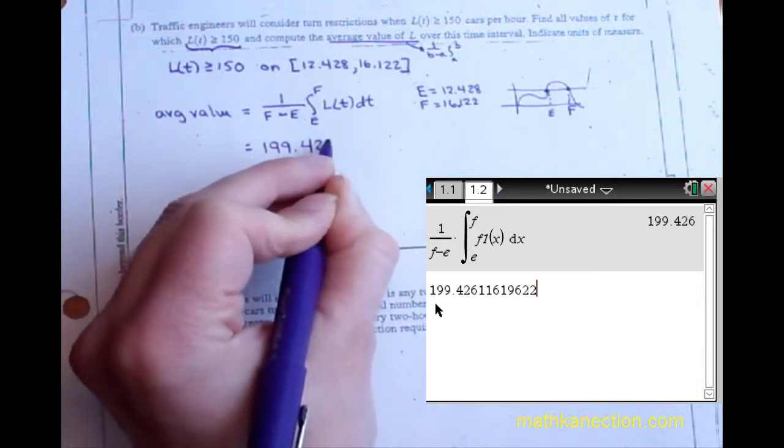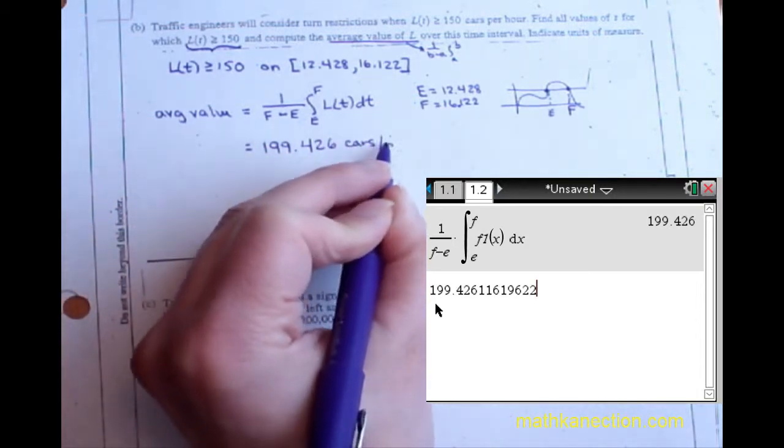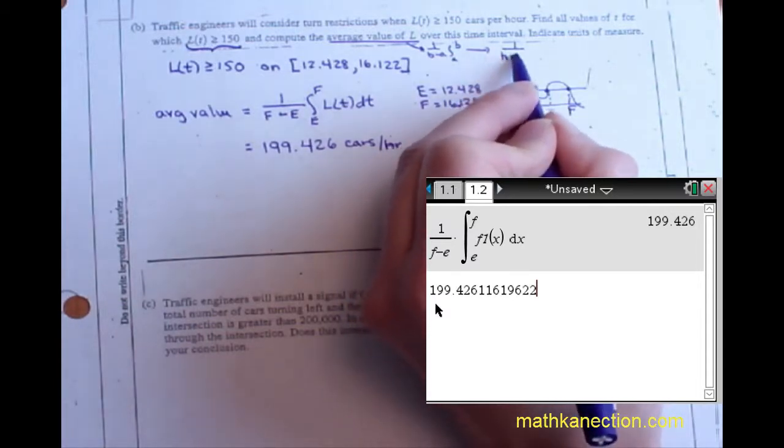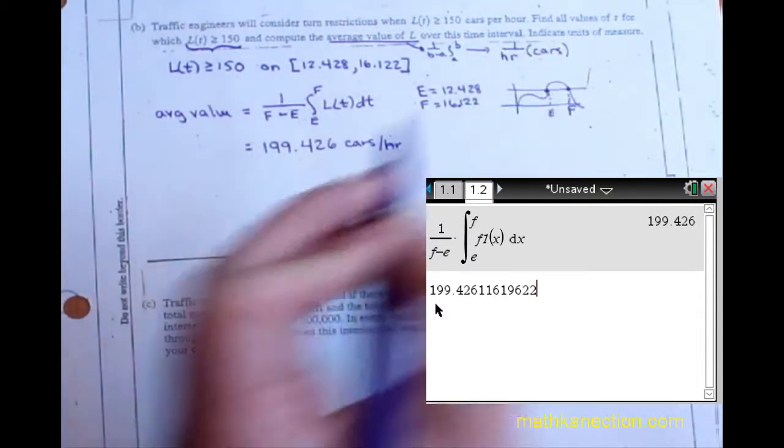So we have 199.426 cars per hour. Cars per hour comes from the fact that the 1 over b minus a was 1 over hours, and the integral made the cars. That's how the units come about.